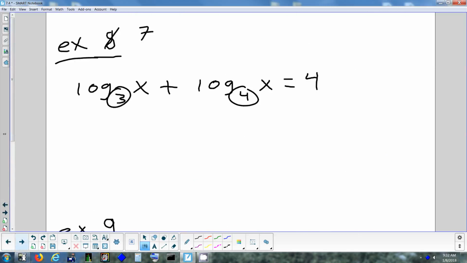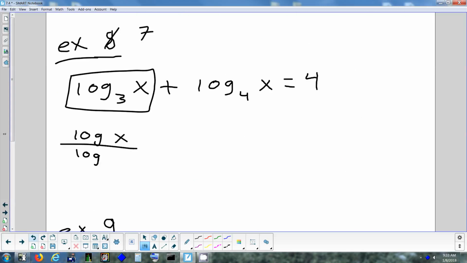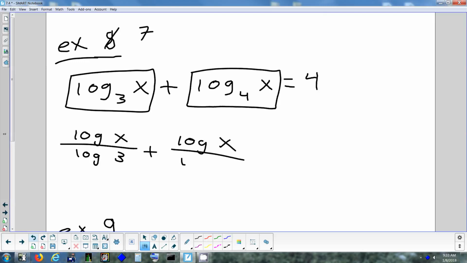And the only thing we could do with this, and the first thing you'd have to do, is write everything with the same base. How do you do that? Well, use the change of base formula on that part, and start by writing it like this. Now, everything there is a base 10. Use the change of base formula on that part. Log of x over log of 4 equals 4. Now, everything there is a base 10 as well.